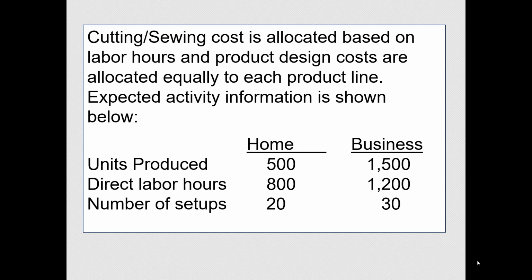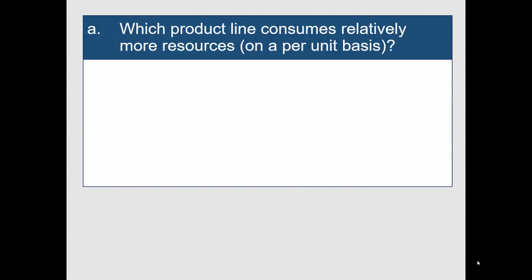Units produced, 500 for the home drape line, 1,500 for the business drape line. Direct labor hours required, 800 and 1,200. Number of setups, 20 and 30. Which product line consumes relatively more resources on a per unit basis?